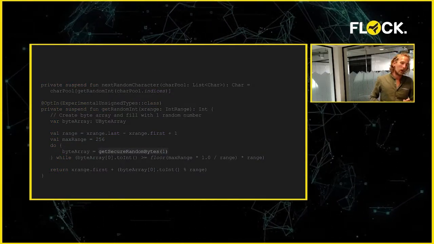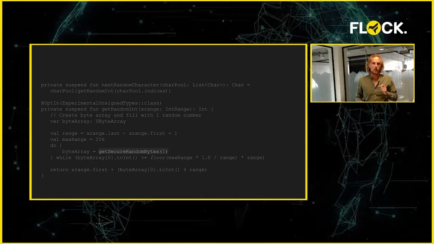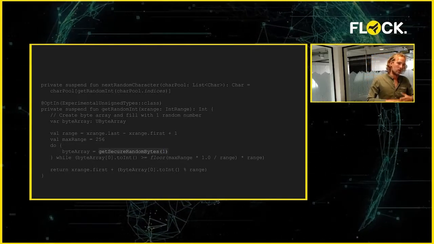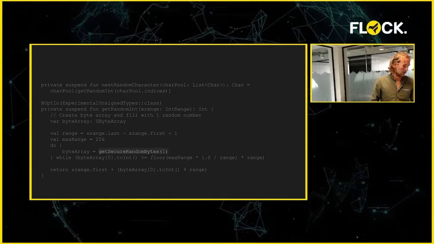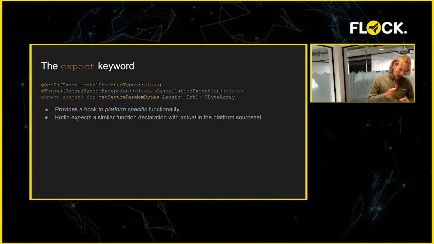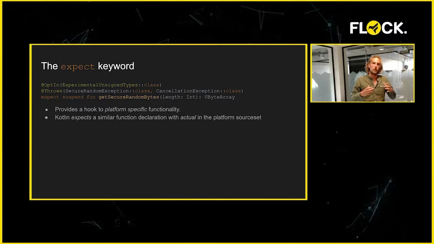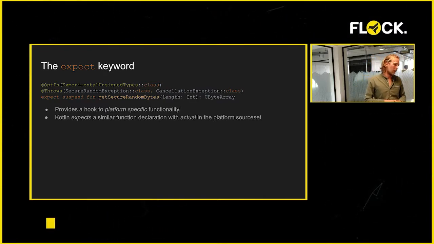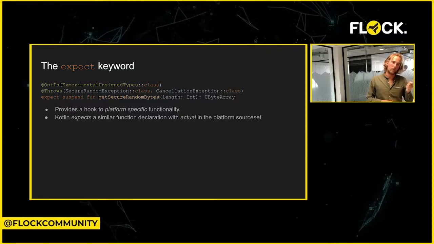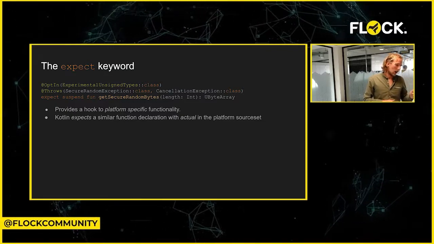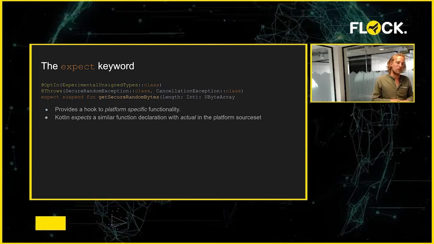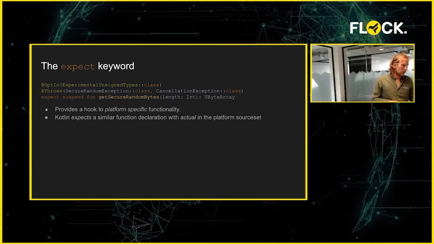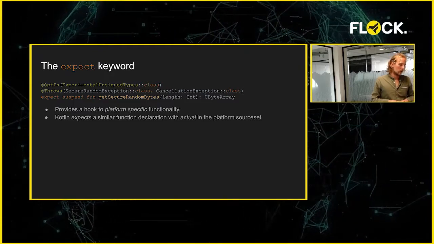So the focus I want to put here is the get secure random bytes, because that is where we can benefit from the platforms that we're going to implement this on. And when I say benefit from the platforms, that is where we're going to use an expect keyword. So I've created a function called get secure random bytes, and I put a little keyword in front of it called expect.